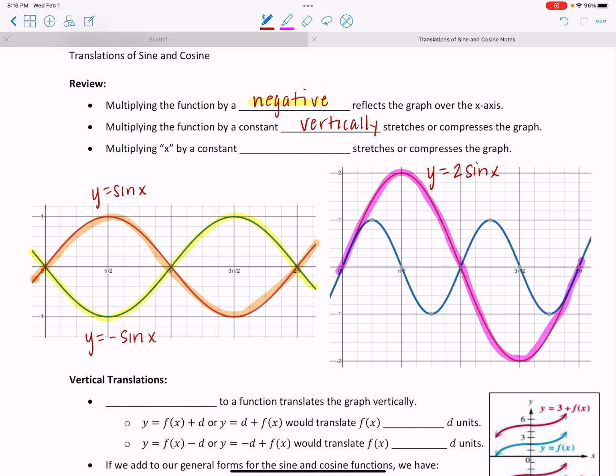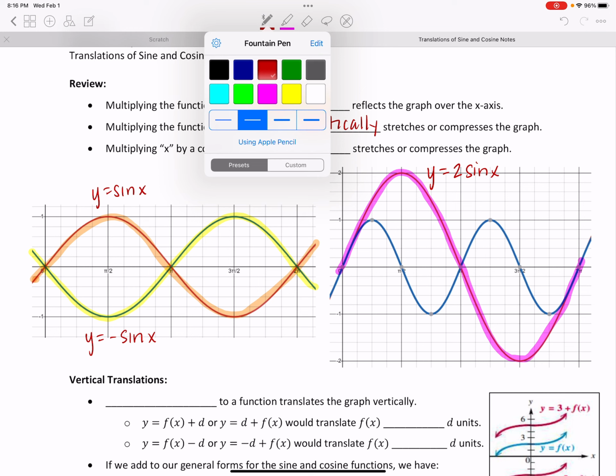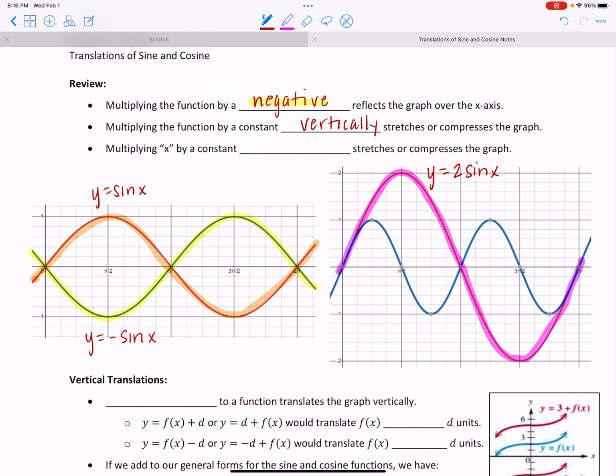And then if we multiply, instead of the function by a constant, if we multiply x by a constant, then we are going to change horizontally along the x-axis. So vertically, that's what we see happening here. Horizontally, that's the blue one in my picture here. If I multiply x by, let's say, a 2, then instead of just one cycle from 0 to 2 pi, we have 2 cycles fitting in there. So we're technically compressing horizontally. If you horizontally squish that graph, that's how you can squeeze 2 cycles in there.